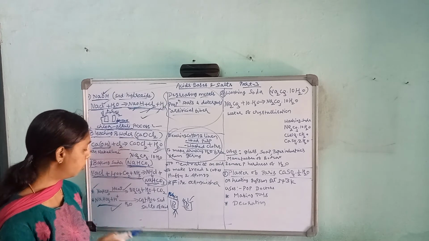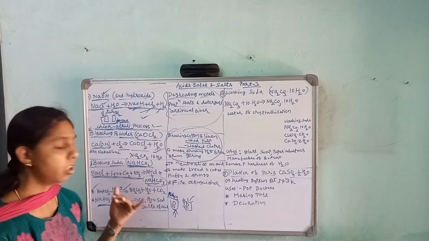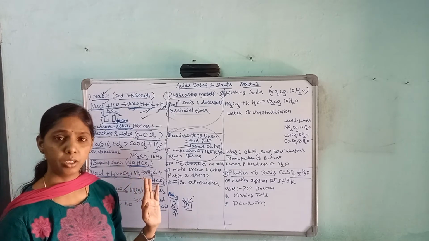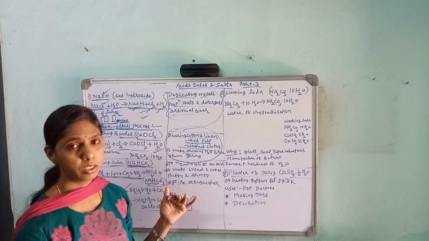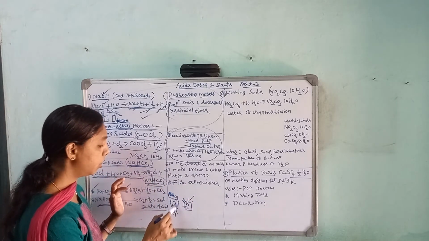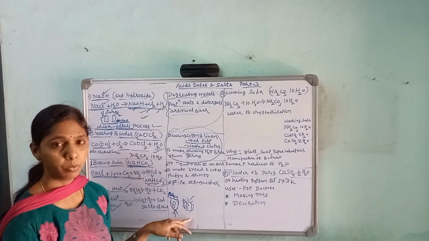Once again I tell, don't get confused. The raw materials used to prepare baking soda are sodium chloride, water, carbon dioxide and ammonia. Mixing all these ingredients we get baking soda. Take baking soda in 2 beakers. One start heating, another one mix with water.